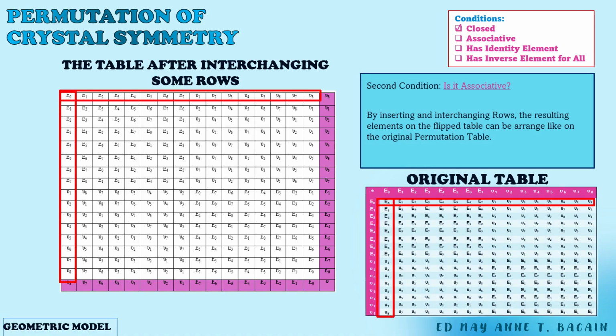By inserting and interchanging rows, the resulting elements on the flipped table can be arranged like on the original permutation table. As we can see, it is just the same as the original table. So this means it is associative. So let's put a check there. Check. Okay, let's move forward to the next one.